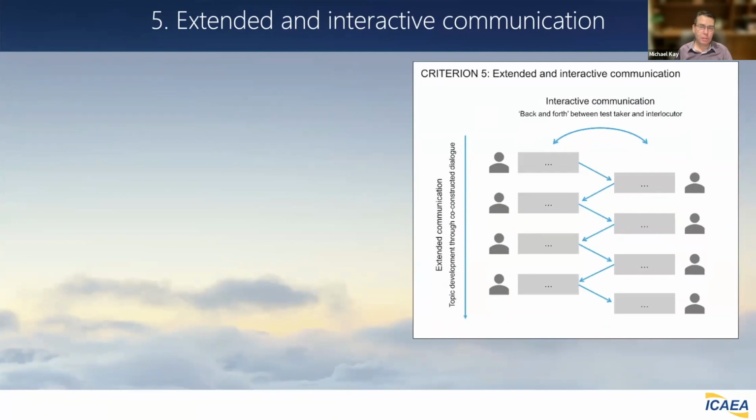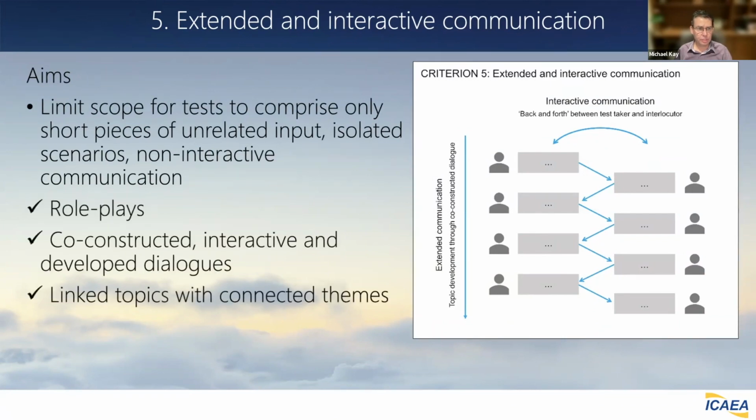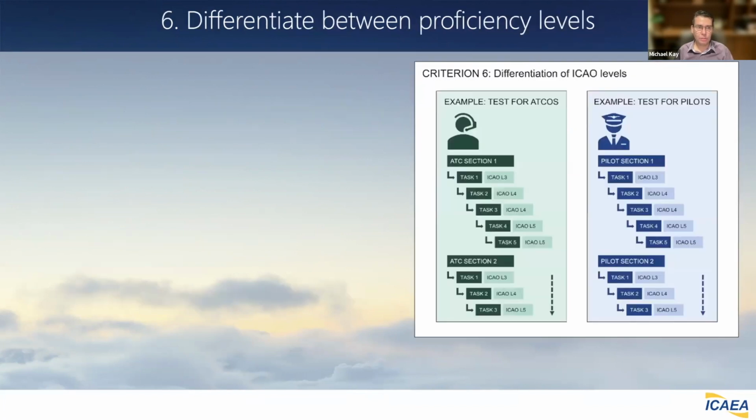The fifth one here is really about the communication. So encouraging that, if you like, shared interactive communication, not, as I said earlier, listen to a question, respond, and then receive a brand new topic that's completely disconnected. Communication is not like that, and this goes back to authenticity. So allowing this back and forth exchange between the test taker and the interlocutor. Again, removing that tendency for isolated, non-interactive communication. Examples here: role plays, co-constructed interactive and developed dialogues that are linked to common themes that the test taker can then develop, engage with an interlocutor.